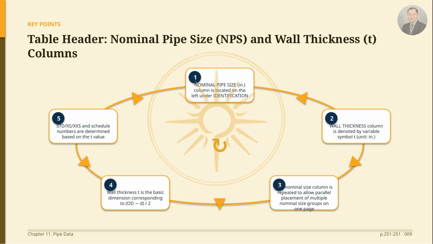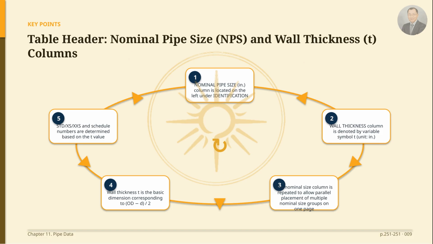I would like to introduce the nominal pipe size and wall thickness columns within the header structure of the table. Below the identification area at the top, the nominal pipe size column is placed in inches, followed by the wall thickness column. Wall thickness is denoted by the variable symbol T, and the unit is inches. To fit multiple nominal size groups side by side on one page, the nominal pipe size column is repeated twice.